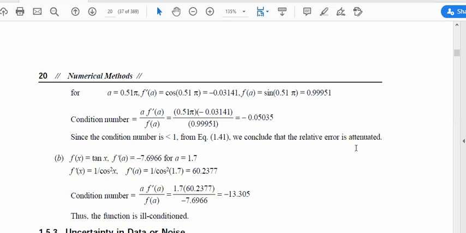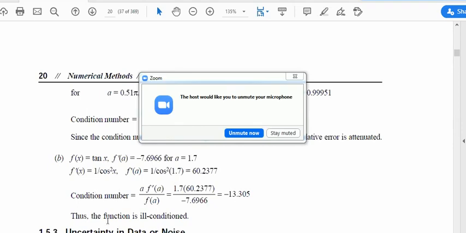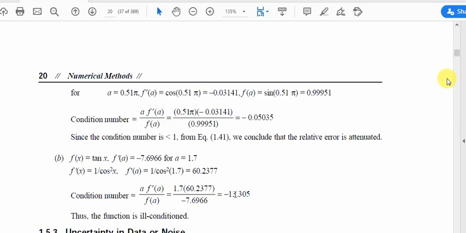Now f(x) is equal to tan x, f dash a is equal to this, a is equal to this, and the condition number simply comes out to be minus, and the function is this. You can say this is minus, meaning less than 0, but for this condition they are considering the absolute value, and therefore this is not allowed here. The function is ill conditioned.